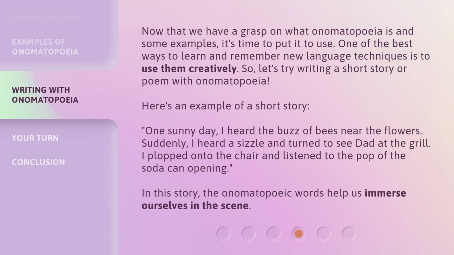One sunny day, I heard the buzz of bees near the flowers. Suddenly, I heard a sizzle and turned to see Dad at the grill. I plopped onto the chair and listened to the pop of the soda can opening. In this story, the onomatopoeic words help us immerse ourselves in the scene.